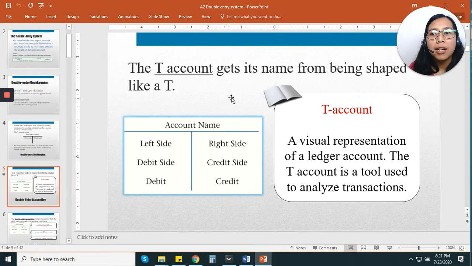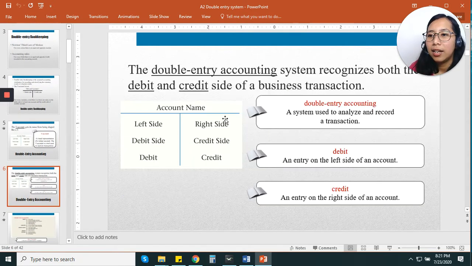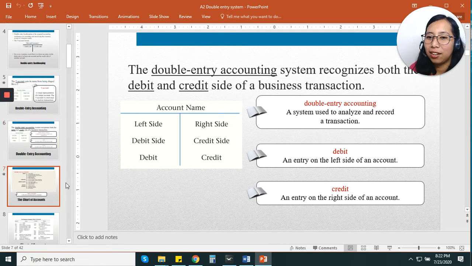The T account gets its name from being shaped like a T. It is a visual representation of a ledger account, as I mentioned before. It is a tool used to analyze transactions. A double entry accounting system recognizes both a debit and credit side of the business transaction. When you say debit, it is actually an entry on the left side of an account and the credit on the right side of the account. Always po yan. Hindi po nagbabaligtad yan.